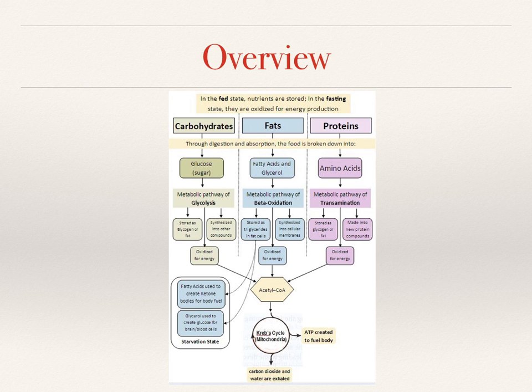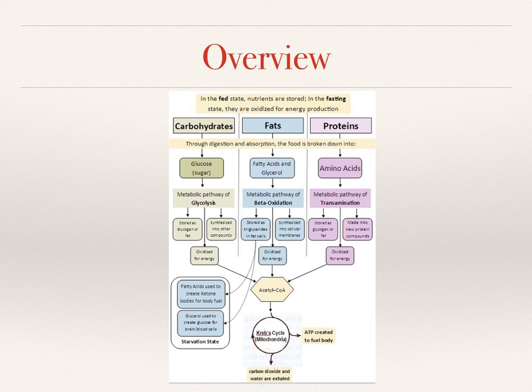Let's go back to an overview again. What we're talking about is the absorption of the carbohydrate, fat, and protein that's taken in, and they're all converted into their base molecules or building blocks: the sugar, the fatty acids and glycerol, and the amino acids, which through different metabolic processes are all converted to acetyl-CoA, and acetyl-CoA feeds as a single initiation point to the Krebs cycle, generating carbon dioxide, water, and the common currency that all of the body's cells use as a form of energy.